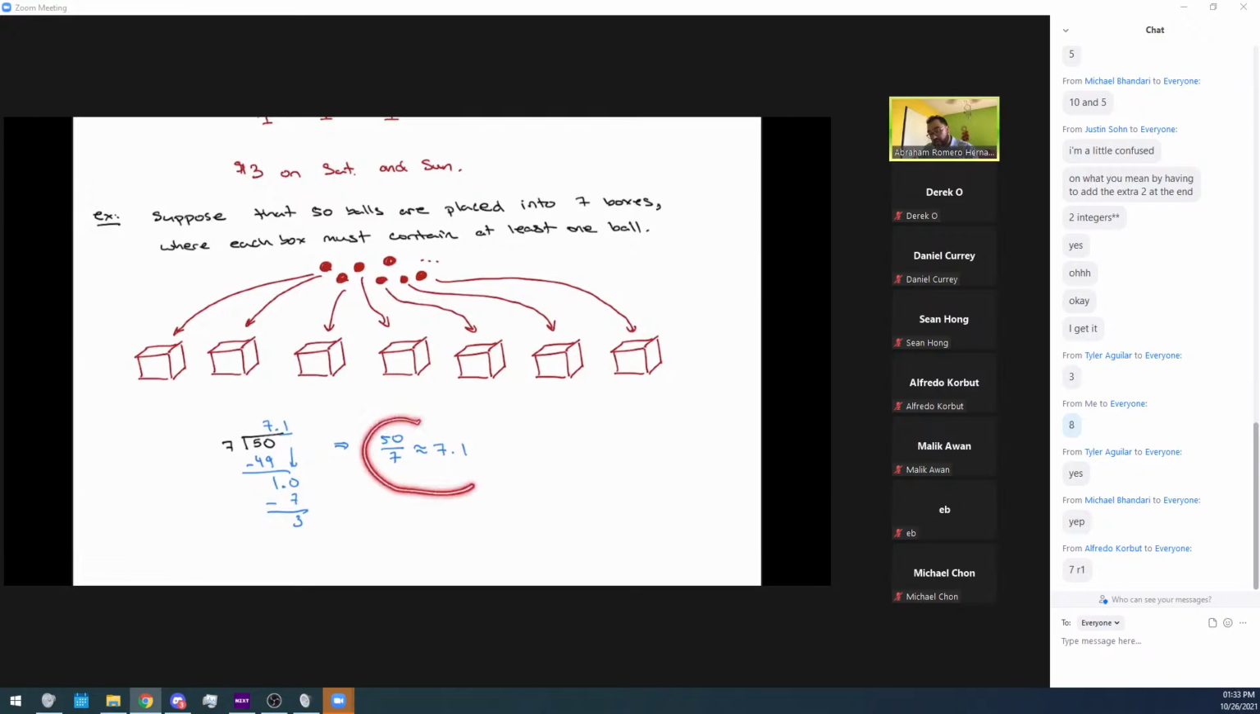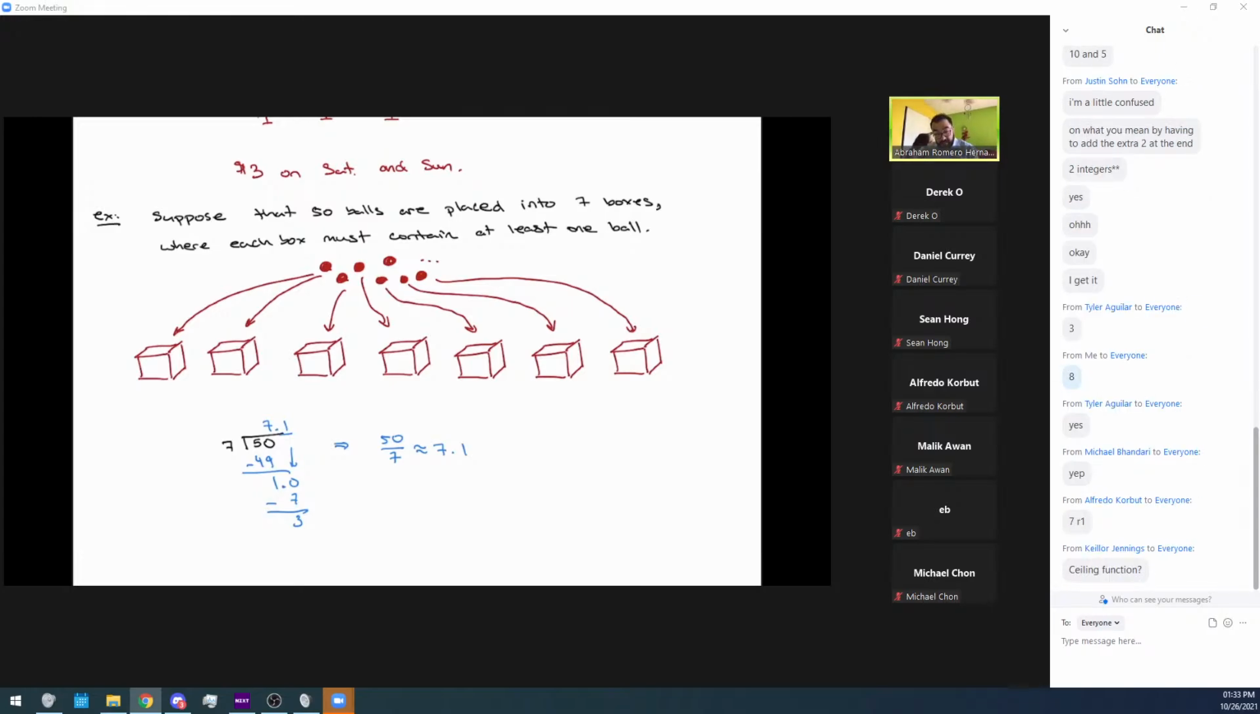Is there a way this can become 8? Is there a function that allows us to do that? If so, what is that function? Right, the ceiling function, that is correct. If we actually do the ceiling function, our answer will be 8.